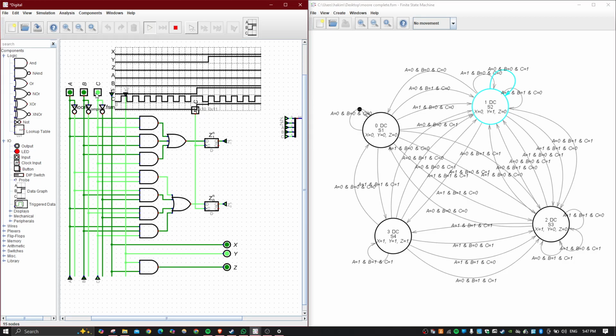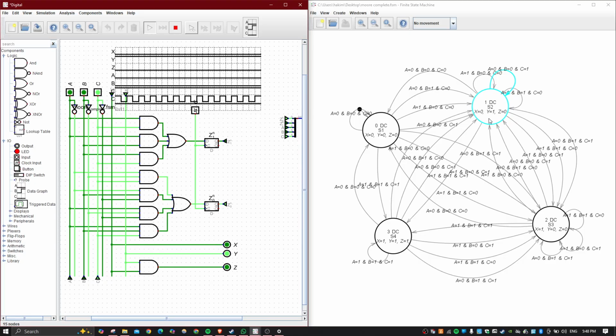The same state occurs. This is because the transition from S1 to S2 is A bar, B, C bar, or A, B bar, C bar, or A bar, B bar, C. So this is the transition from S1 to S2.